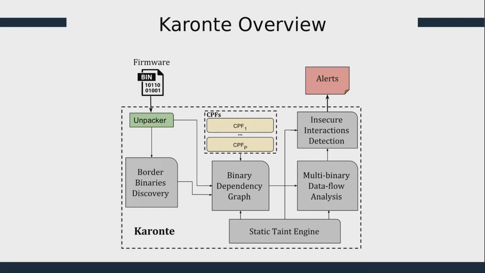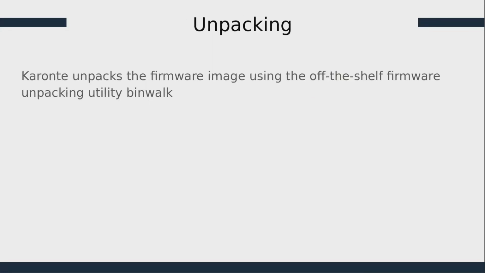Then we find the specifics of the communication, for instance, the constraints applied to the data that is shared through our module, multi-binary data flow analysis. Eventually, we run our insecure interaction detection module, which basically takes all this information and produces alerts. Our system is completely static and relies on our static taint engine. So let's see each one of these steps in more detail.